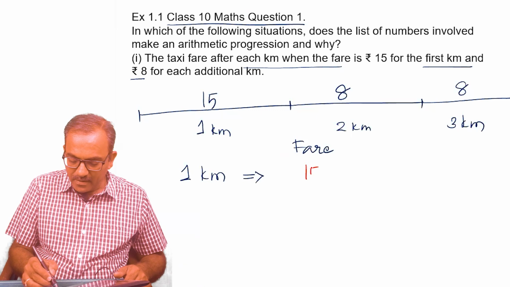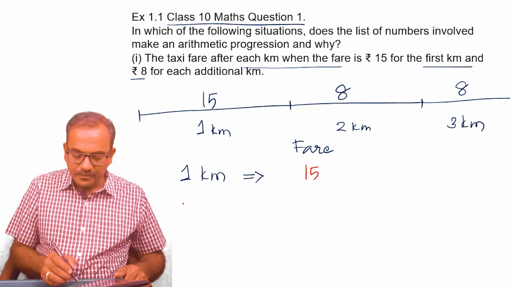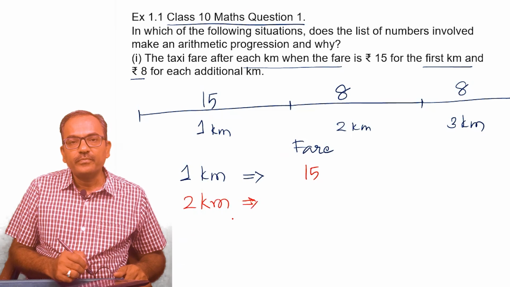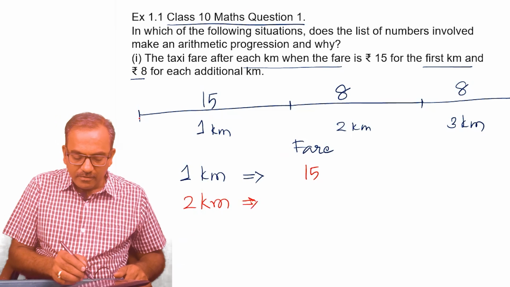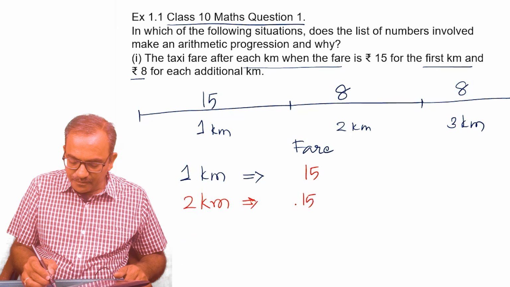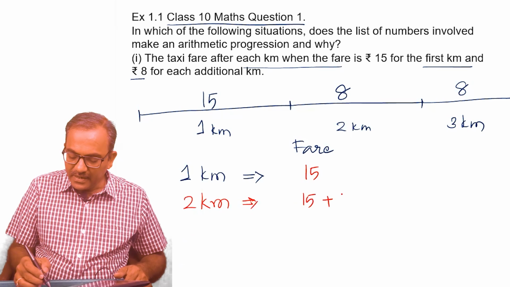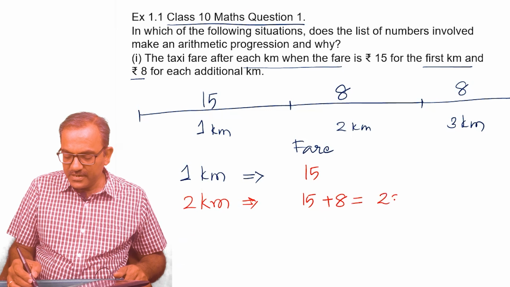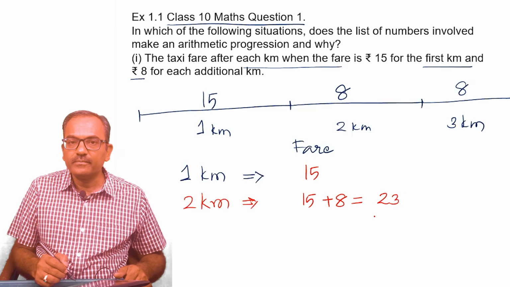The fare would be 15 rupees, right? Suppose the taxi moves 2 kilometers. What would be the fare? For the first kilometer it is 15, and for the next 1 kilometer it is plus 8, which is 23.